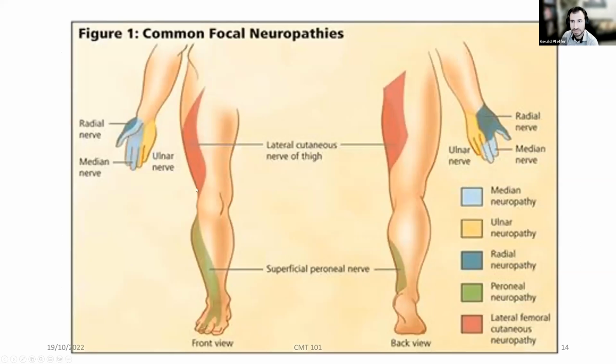These are common focal neuropathies, which are very, very common if you have compression at the median nerve, for example, or the radial nerve. These are some of the damage patterns that we look for as neurologists when we're trying to diagnose these.